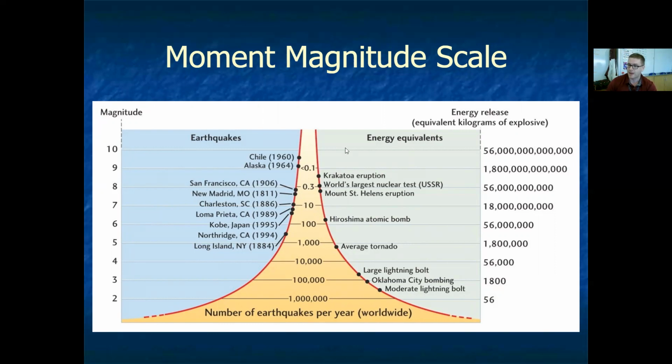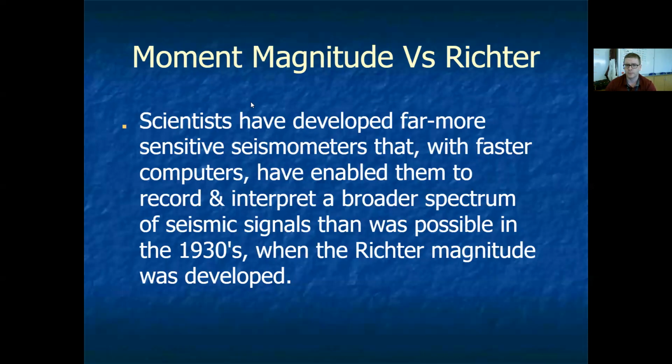So that's just incredible. This is a really good chart to compare and contrast earthquakes that we've seen and measured, comparing that to things that we know, like lightning bolts or different types of atomic weapon testing or other volcano eruptions. So really good chart. Again, I mentioned this already, moment magnitude versus Richter. It's technology advancement that's really making things more precise and much more accurate.